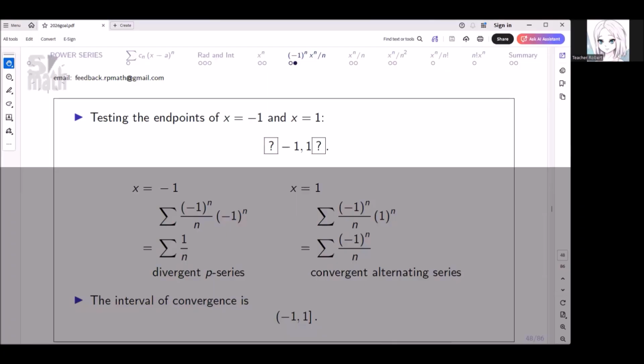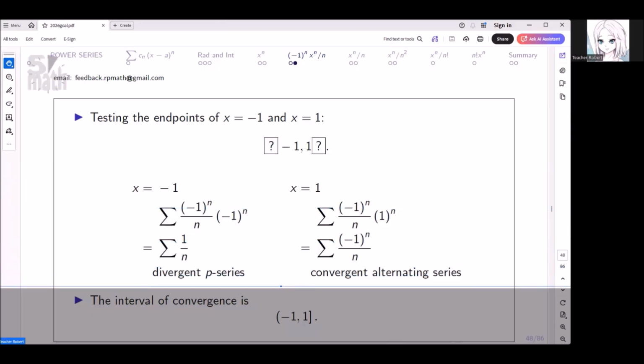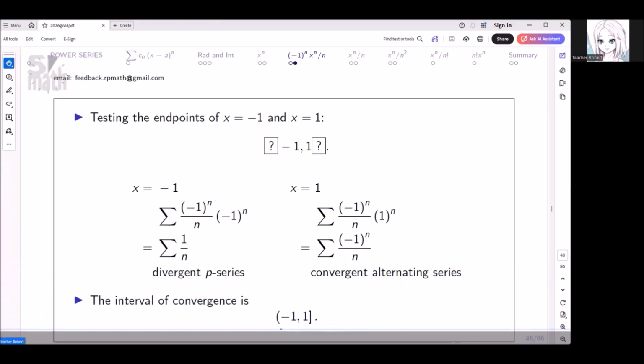Testing the endpoints of x equals -1 and x equals 1, we have this. X equals -1, divergent p-series. X equals 1, convergent alternating series. The interval of convergence is this.